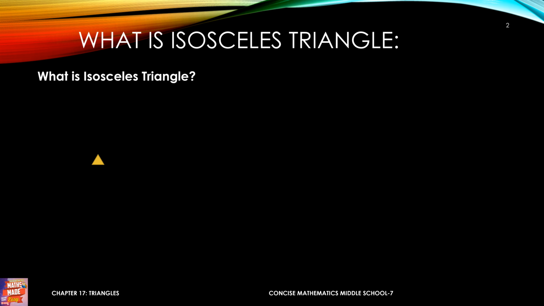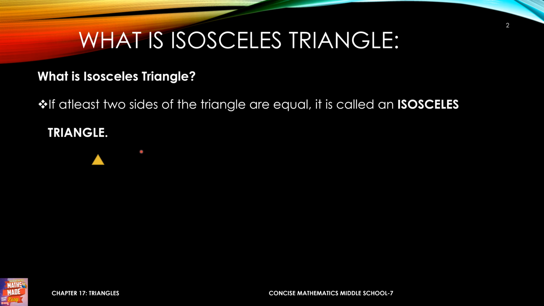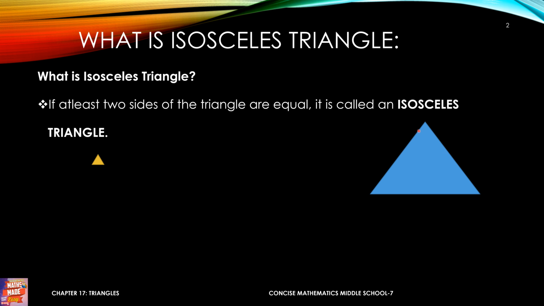What is isosceles triangle? It is really very simple, children. At least two sides of a triangle are equal. We all know the triangle has three sides, right? Here these are the three sides. 1, 2, 3. Three sides, children. These are called sides, where my laser pointer is moving: one side, two side, and three side. So you need to know what is side. So triangle has three sides and at least two sides are equal.